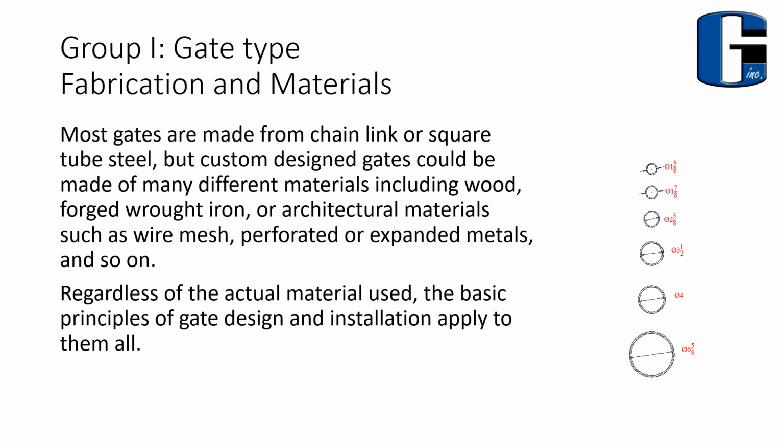Most gates are made from chain link or from square tube steel. Of course, custom design gates can be made out of different materials: wood, wrought iron, architectural materials. Some gates can be screened with wire mesh or a perforated metal, expanded metals. Most gates use a picket infill to fill the interior of the gate panel. Regardless of the actual material used, the basic principles of gate design and installation apply to them all.